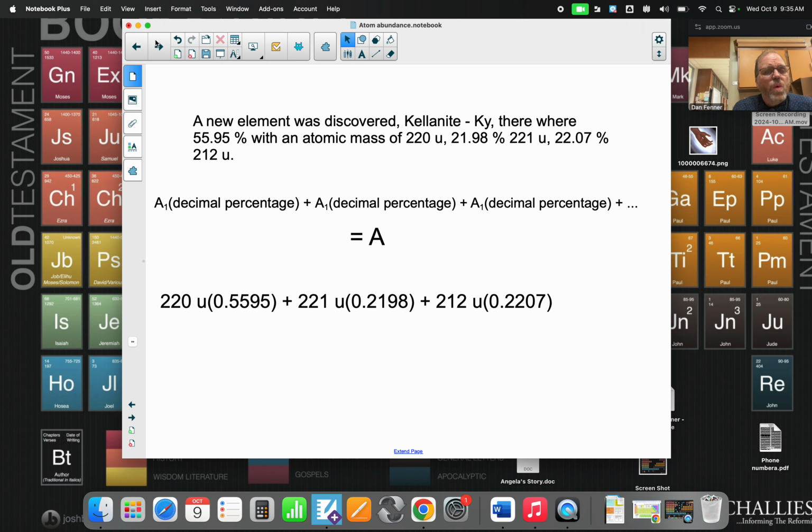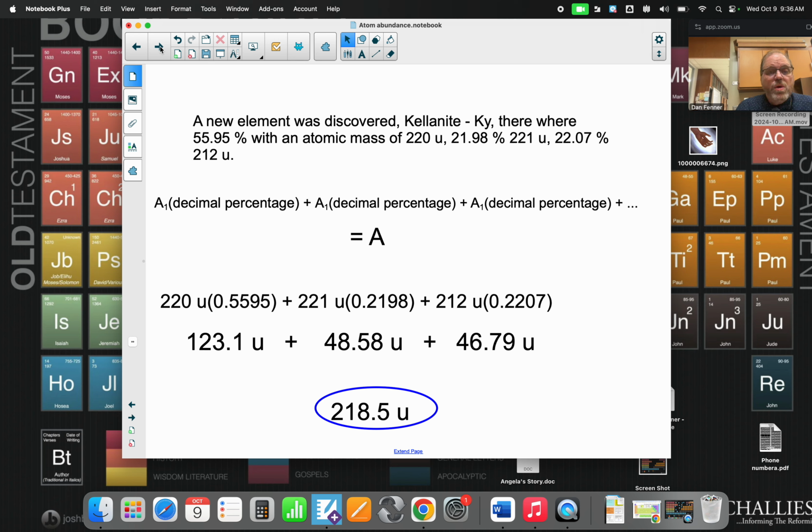So in this case, 220 times 0.5595 is coming to 4 sig figs. Do the math on your calculator. You should get 123.1 U. Now do the other two as well. When you do, you should get 48.58 U and 46.79 U. When we add those all together, we get 218.5 U. And remember the last filled column for addition, so it goes to the tenths place. That would be the atomic mass. That's how we record it for this element.